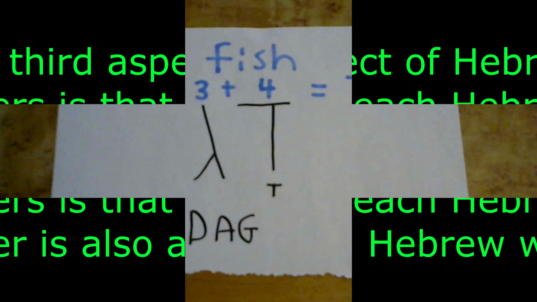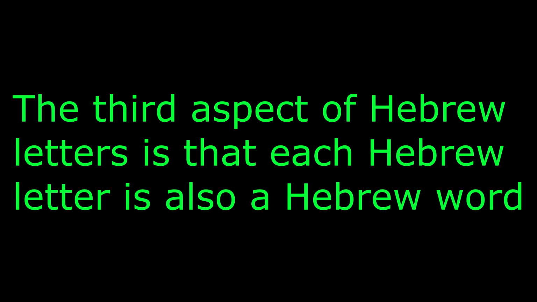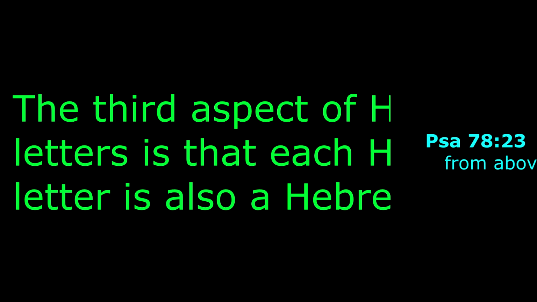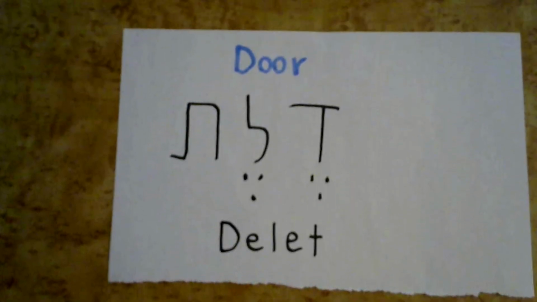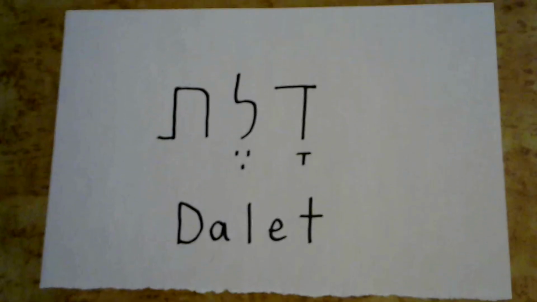The third aspect of each Hebrew letter is that each Hebrew letter is also a Hebrew word. Here in Psalm 78, we have the word dalet, translated as door, door of heaven. Here you see what the dalet looks like with the vowels. We haven't learned that vowel yet, but that's how door would look in the Hebrew. Here's the picture from earlier of the Hebrew letter dalet written out. Notice there's a different vowel, a kamatz vowel, under the dalet in this word, but it's the same 3 consonant letters. The Hebrew letter dalet is a door, a dalet.